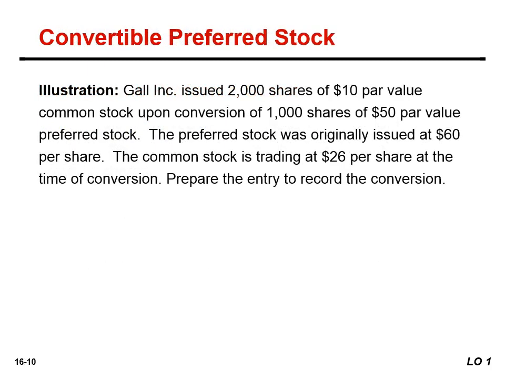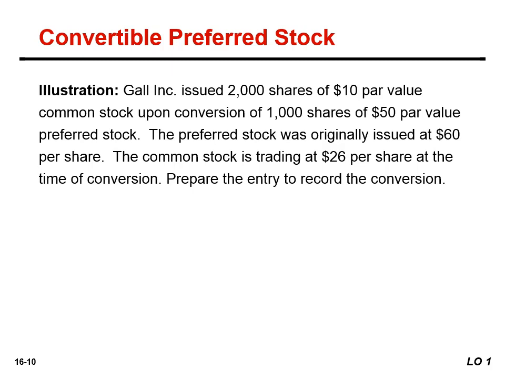So here's some convertible preferred stock. Gall issued 2,000 shares, $10 par value per share, common stock upon conversion of 1,000 shares of $50 par value preferred stock. Okay. Preferred stock was originally issued at $60 a share. So you're going to have some preferred stock and some additional paid-in capital preferred stock. Common stock is trading at 26 bucks.